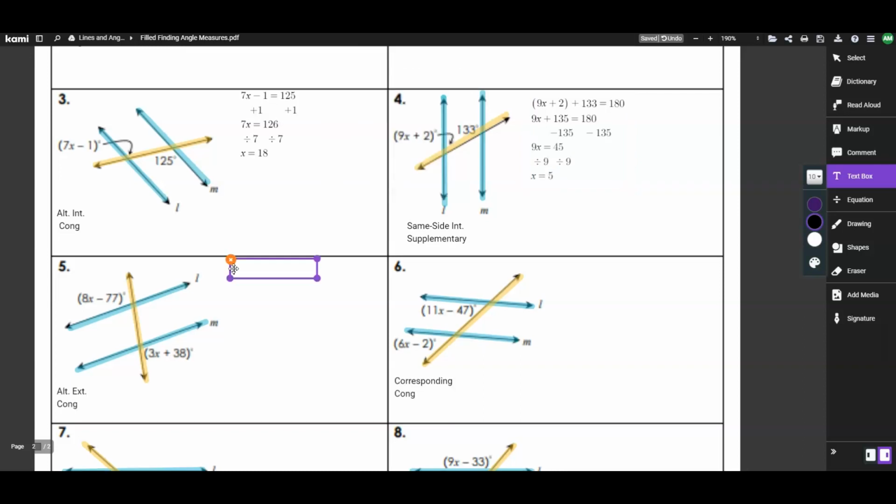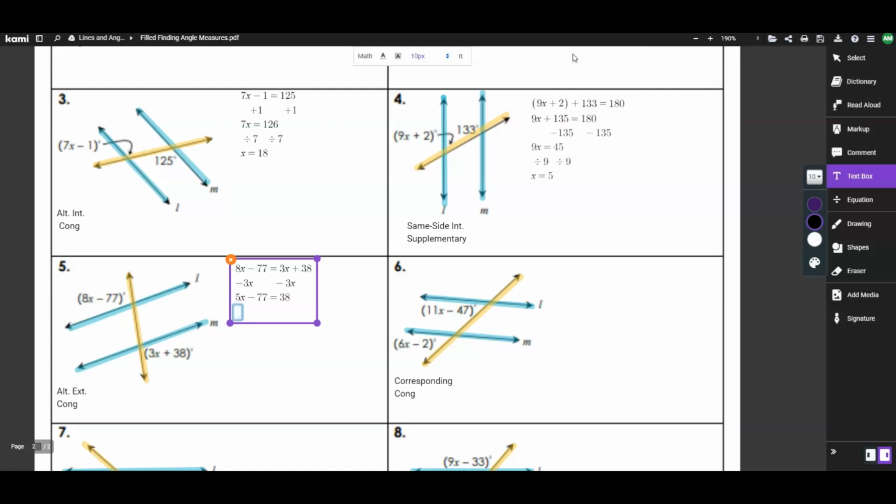All right, number 5, we have alternate exterior angles, which are congruent. So again, we're going to set them equal to each other. We have 8x minus 77 is going to be equal to 3x plus 38. What we are going to do from there is subtract the 3x from both sides. And again, I like to keep my x's positive, and that's why we're subtracting the 3x, because 8x minus 3x is 5x. We're going to have 5x minus 77 is equal to 38.